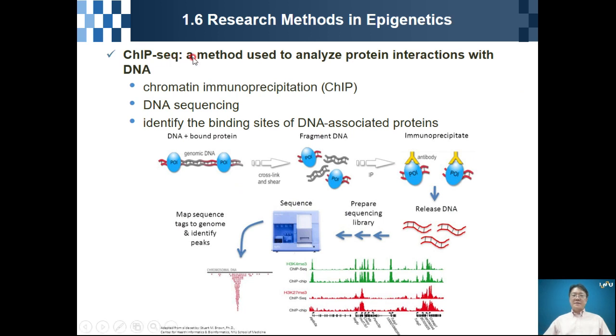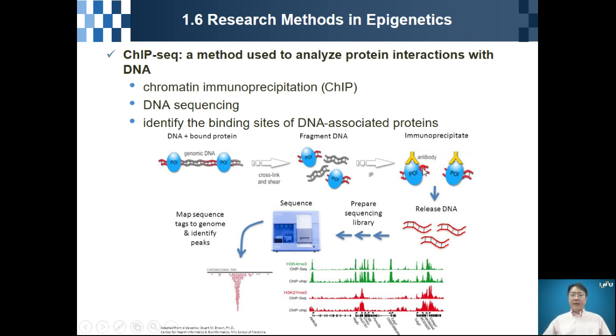ChIP-seq is a method used to analyze protein interactions with DNA. First, people usually do chromatin immunoprecipitation. For example, one antibody can recognize acetylated histone, or we can use another antibody which can recognize methylated histone.